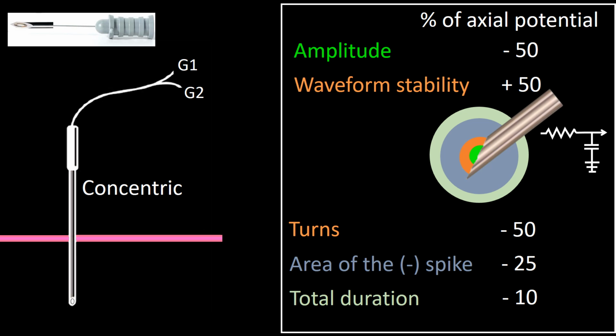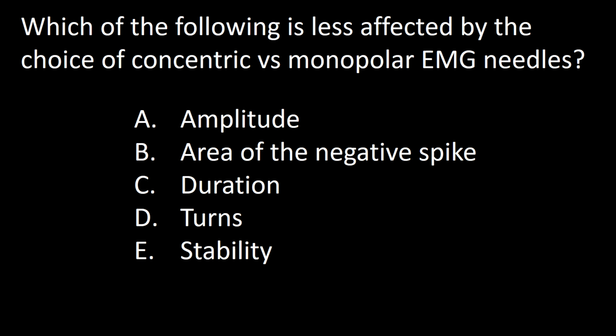These comparison values correspond to those obtained using monopolar needles with a recording area of 0.17 square millimeters and concentric needles with a recording area of 0.08 square millimeters. The areas of the recording surfaces of currently used needles in clinical practice are different from the areas of the recording surfaces used for this comparison. So the answer to this question is C.